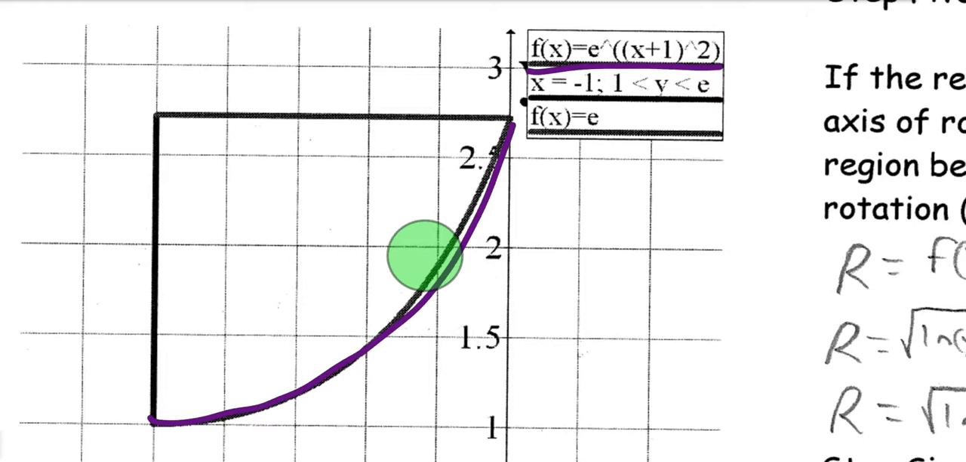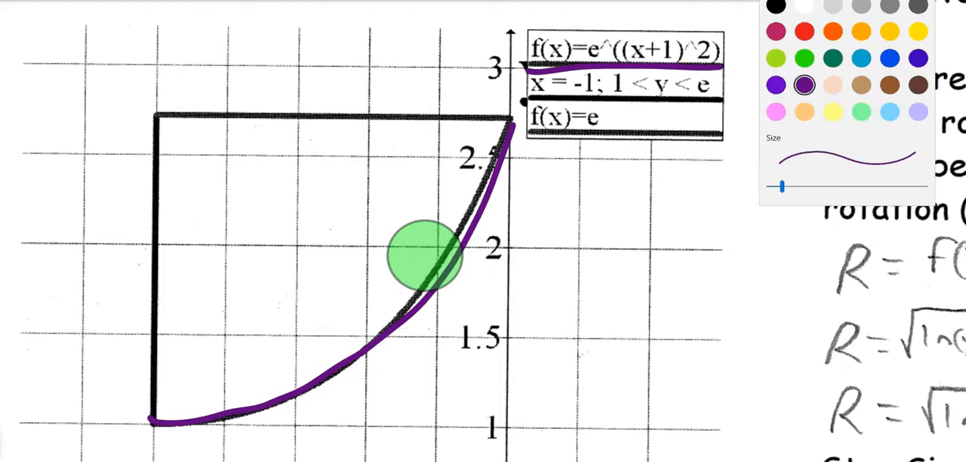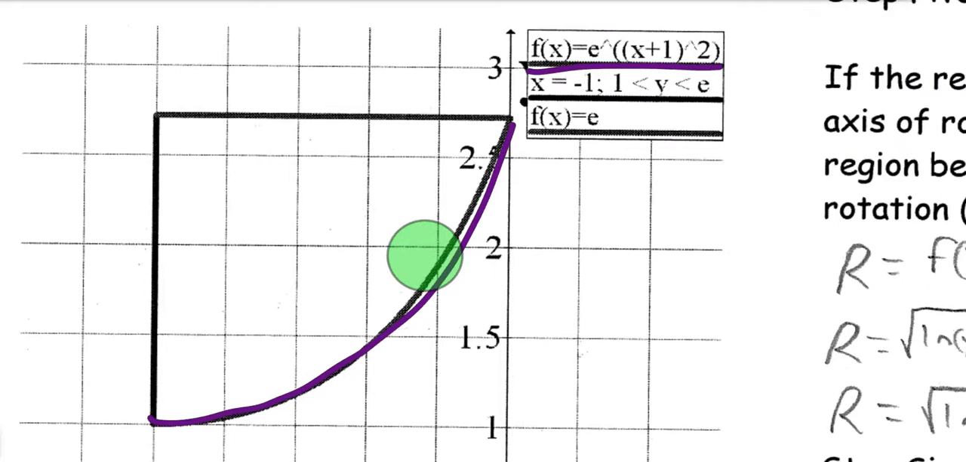Your other curve is going to be x equals -1. Your top limit, or upper limit, is going to be y equals e. Your bottom limit is going to be where these two curves cross, which is y equals 1.